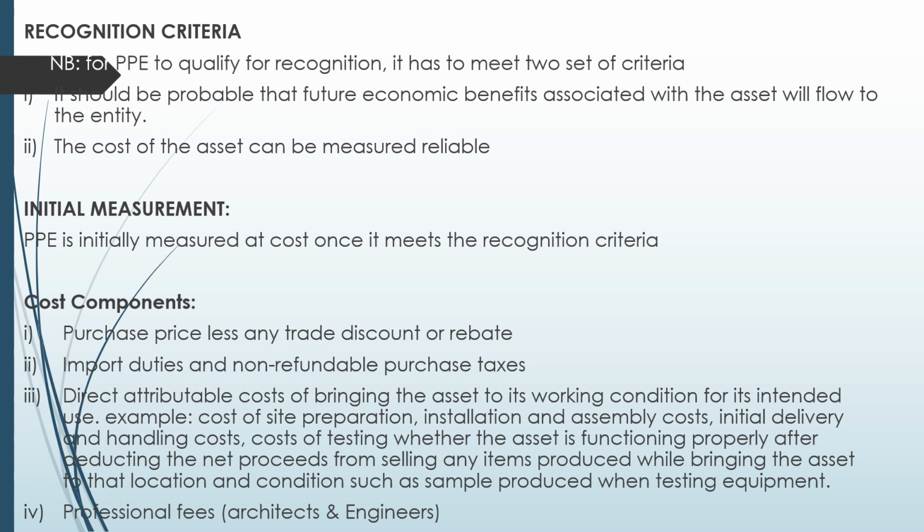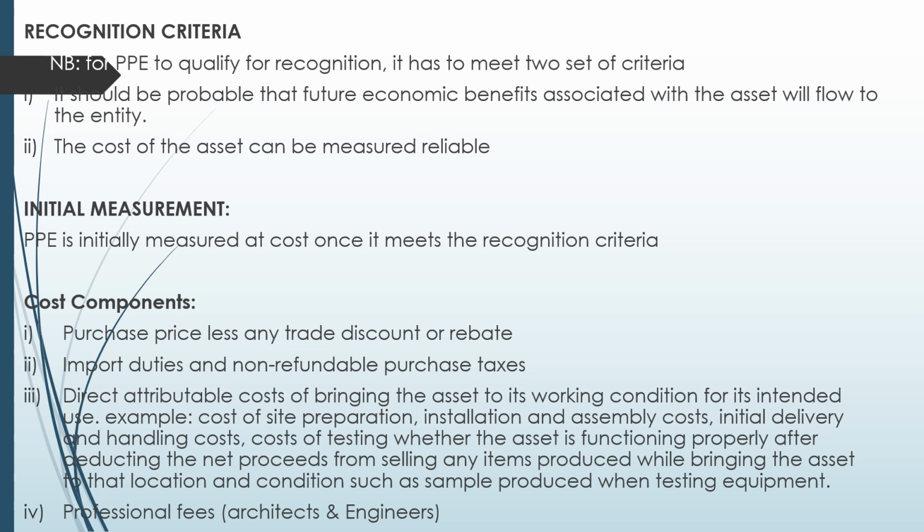And in the process, if we incurred any input duty or any tax that is not going to be refunded to us, something that we have paid and are not going to claim back, then we have to factor in these components as part of our costs. Also, any directly attributable costs of bringing the asset to its current working condition for its intended use.